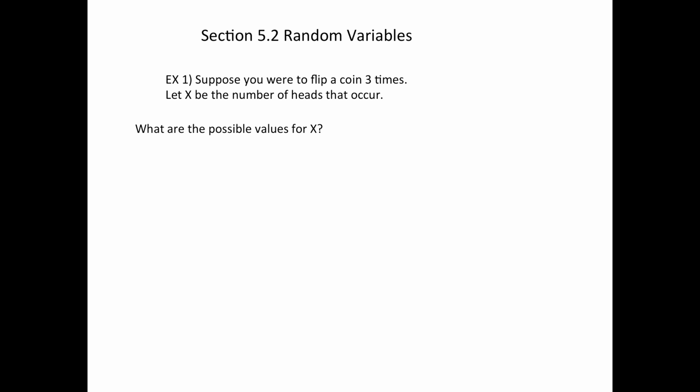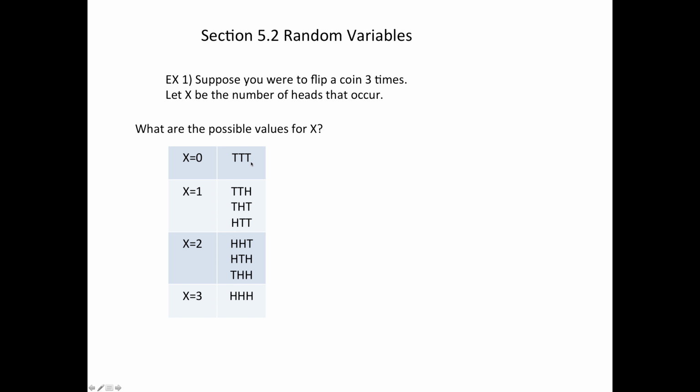So what are all of the possible values? So x could equal 0, so there are no heads. X could equal 1, so it could be the last one, the middle one, or the first one, etc. So these are all 8 outcomes that I was talking about. So x could equal 0, 1, 2, or all 3 could be heads.